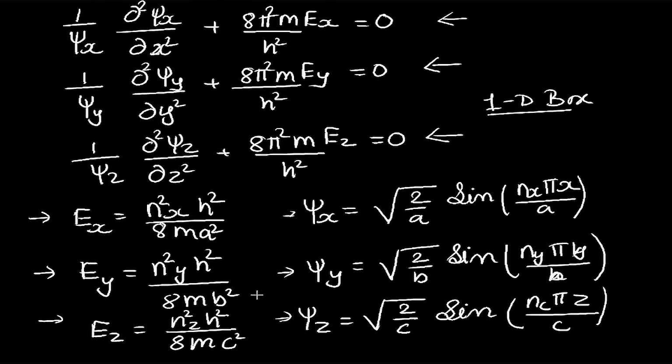Okay, so these are the energies along the x-axis, and similarly this represents the wave function along the x-axis. We know that n is the principal quantum number, and n values are 1, 2, 3, and up to infinity. Okay, so the total energy, as we have seen, will be equal to the energy along the x-axis plus the energy along the y-axis plus the energy along the z-axis.